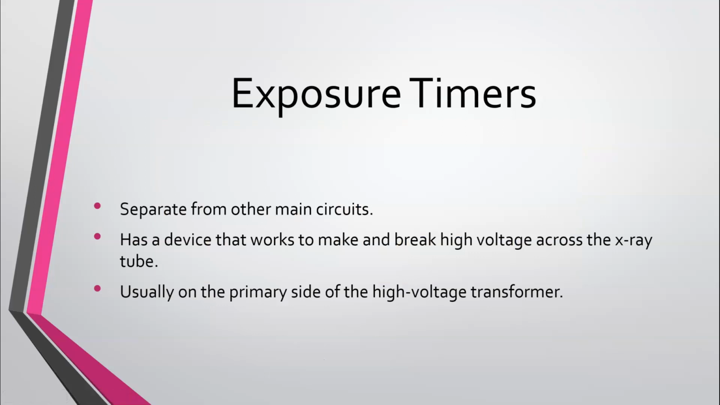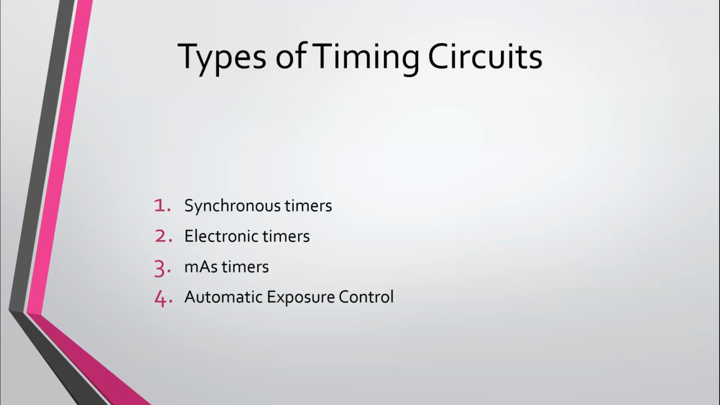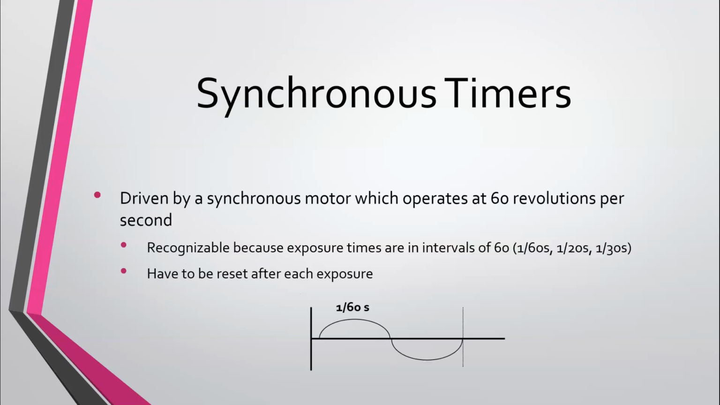Exposure times, separate from other main circuits, has a device that works to make and break high voltage across the X-ray tube, usually on the primary side of the high voltage transformer. Types of timing circuits. So there's synchronous, electronic, mAs, and AEC, automatic exposure control. Let's talk about timers here.